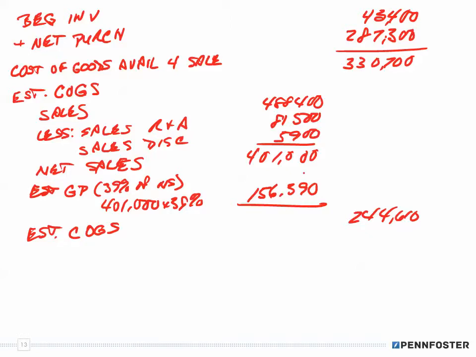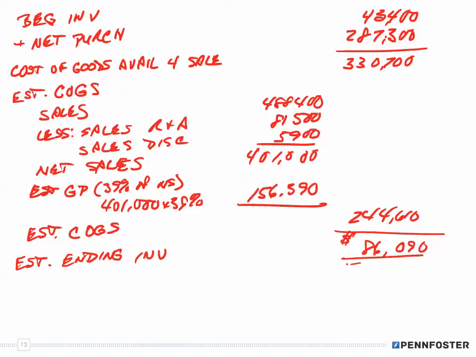And also notice that I used multiple columns here, okay? With that cost of goods sold, we're trying to figure out our ending inventory. So we're taking our goods available for sale less our cost of goods sold, which gives us our estimated ending inventory. Which is this 330,700 less the 244,610. It gives me $86,090. Okay.